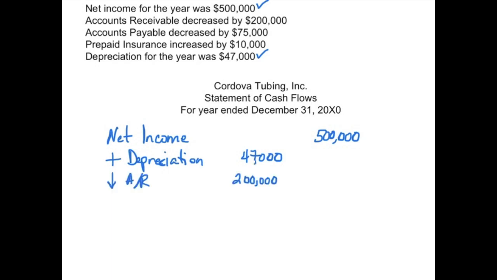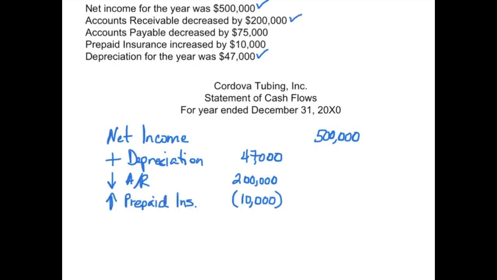So the first current asset in our list there is a decrease in accounts receivable of $200,000. So let's think about what that means. If accounts receivable decreased, and accounts receivable is when someone owes us money, if that goes down, that means we received cash. Someone paid on account. So therefore, our cash increases by the amount that accounts receivable has decreased.